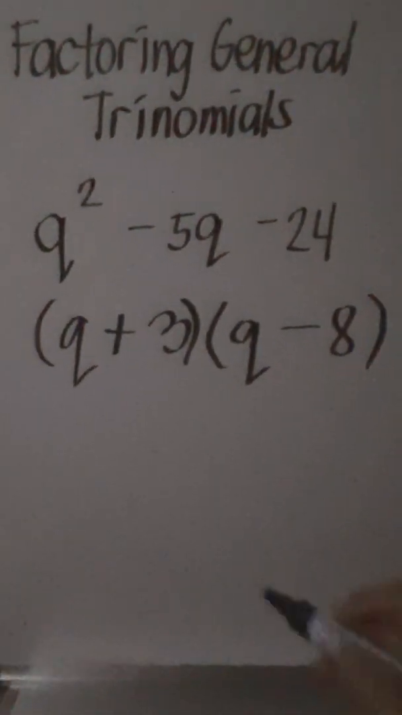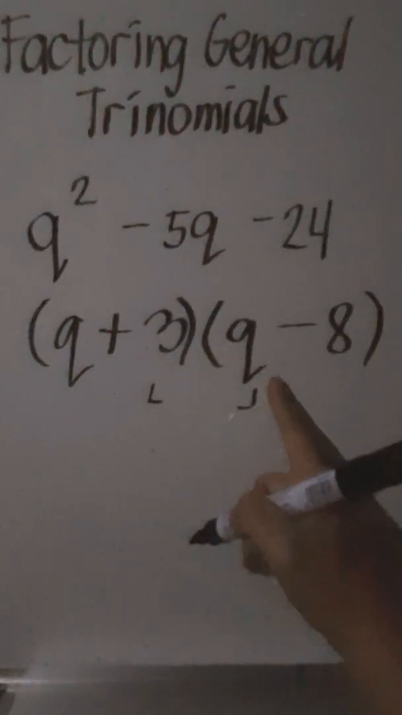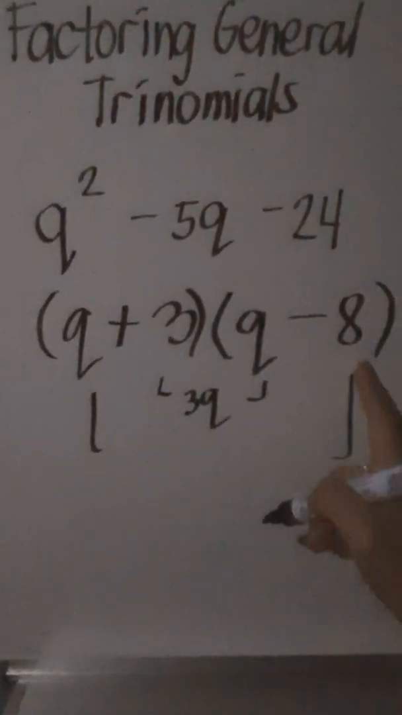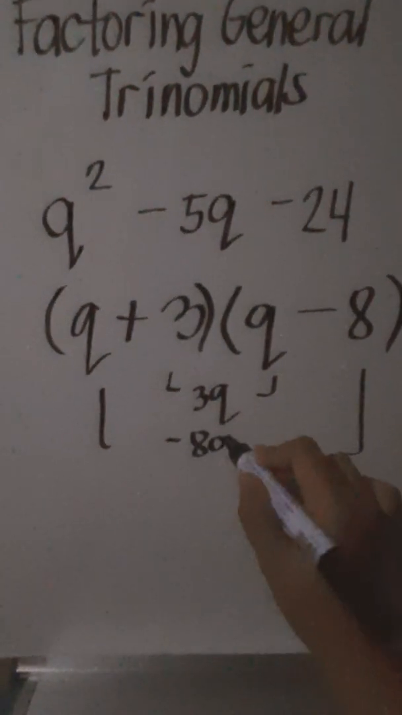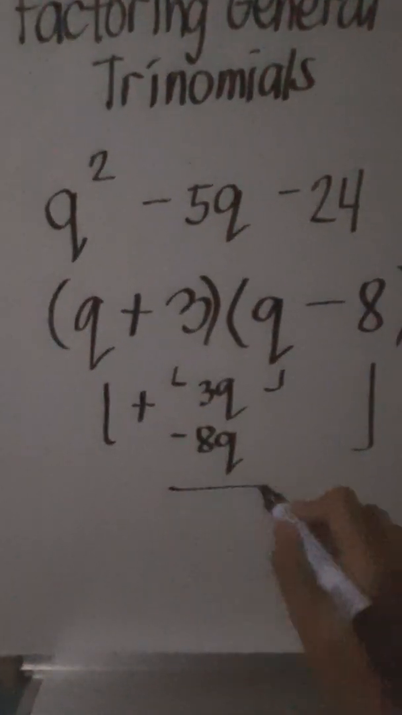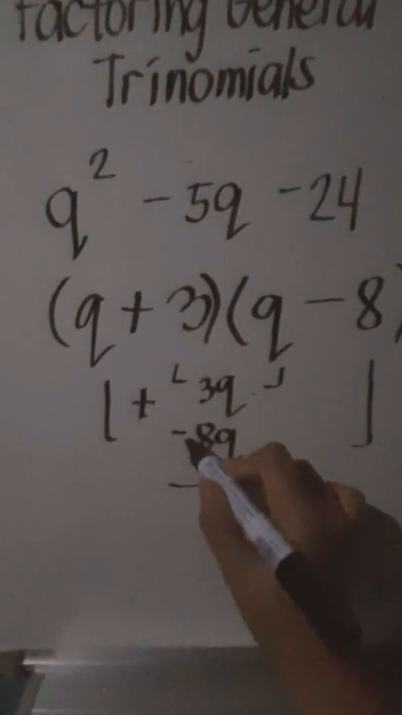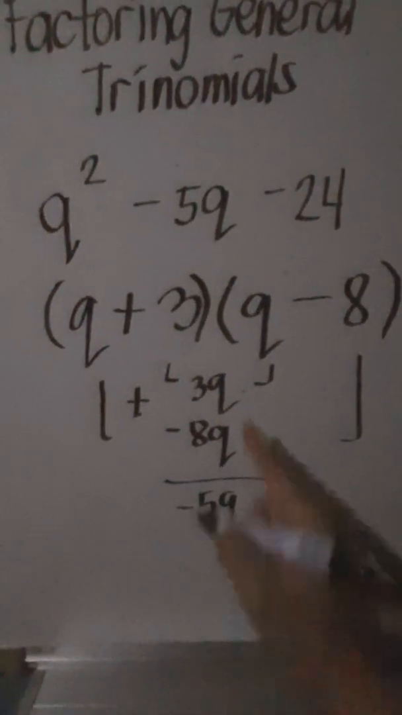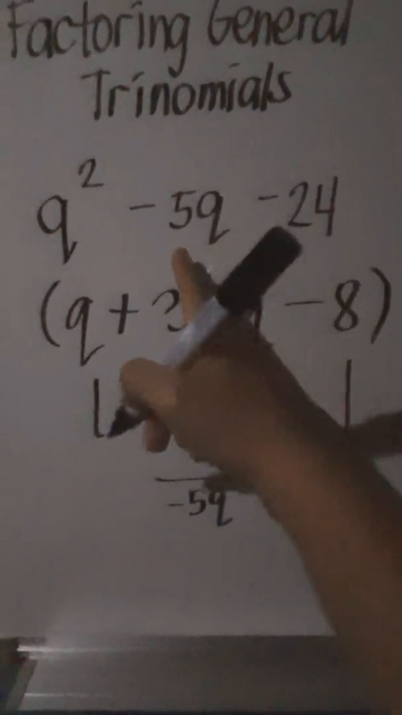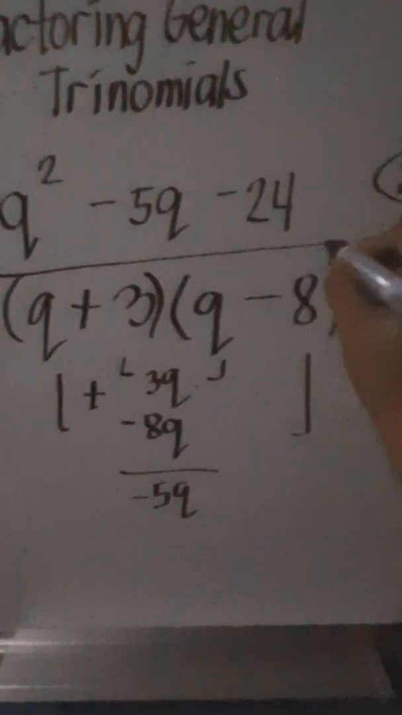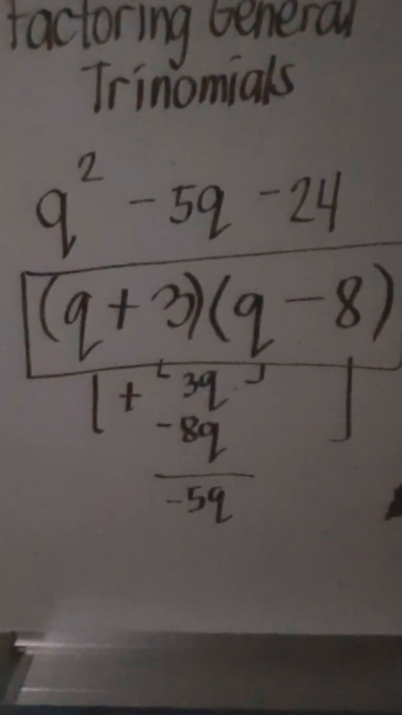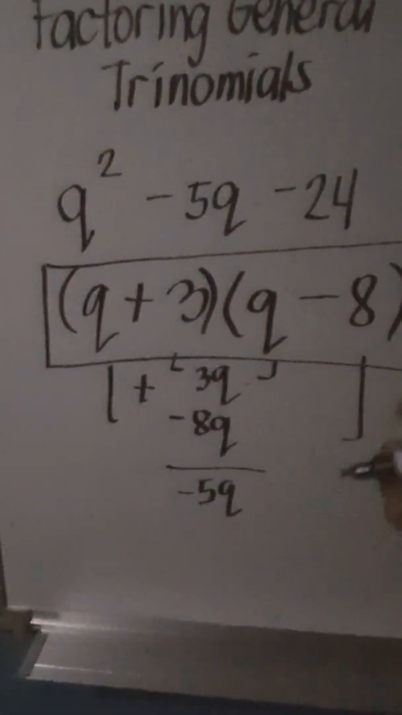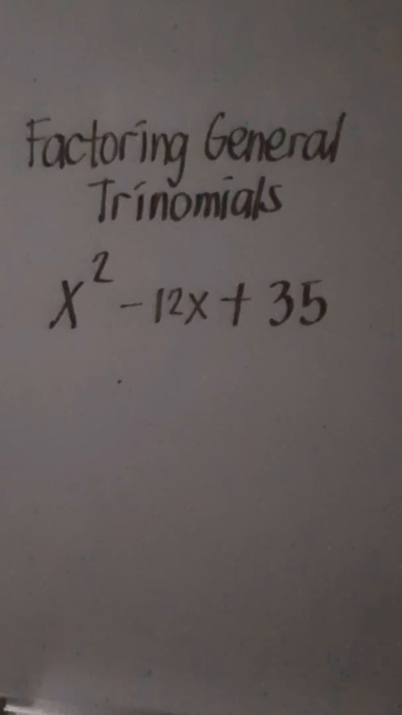Let's check kung sakto ba itong gibuhat. 3 times q, you get 3q. Q times negative 8, you will get negative 8q. Let's add. Positive 3q plus negative 8q, you will get negative 5q. And we got the same answer as the one found in the middle term. Therefore, sakto ang atong answer. Base atong checking, pareha ang nakuha na answer. So, sakto ni siya na factoring technique.